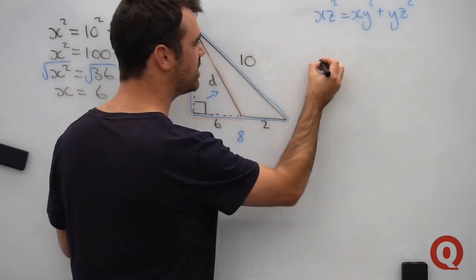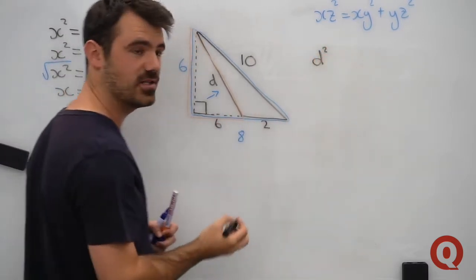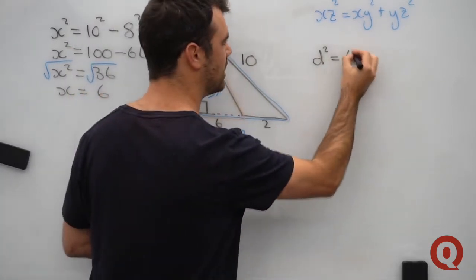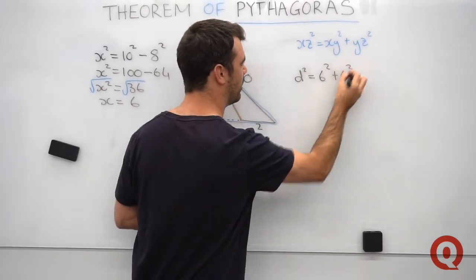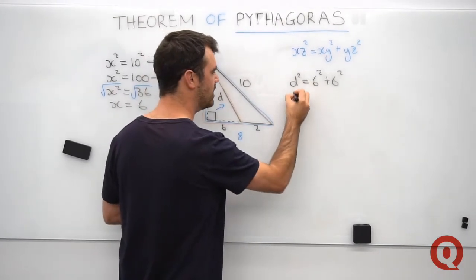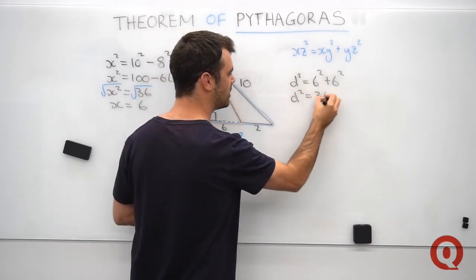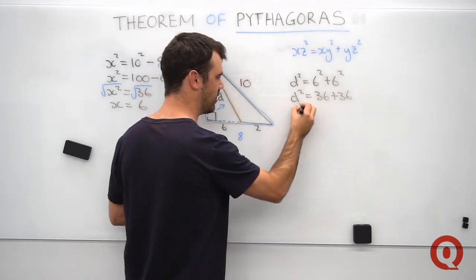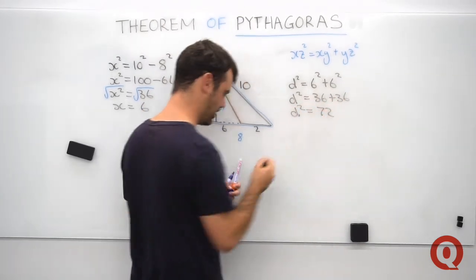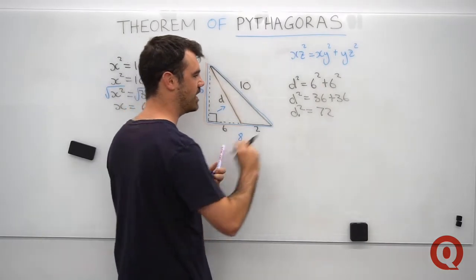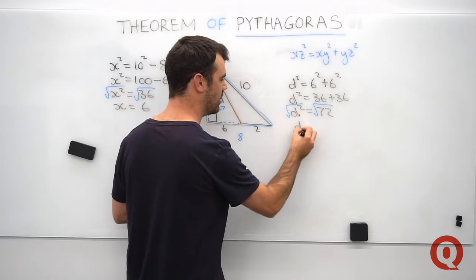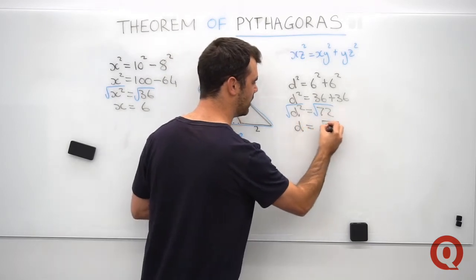So we know that D squared, because it's the hypotenuse, I have to square the other two and add them together. So 6 squared plus 6 squared. So D squared is equal to 36 plus 36. Therefore, D squared is equal to 72. And now we're trying to find D on its own, so we square root both sides. So D is equal to the square root of 72.